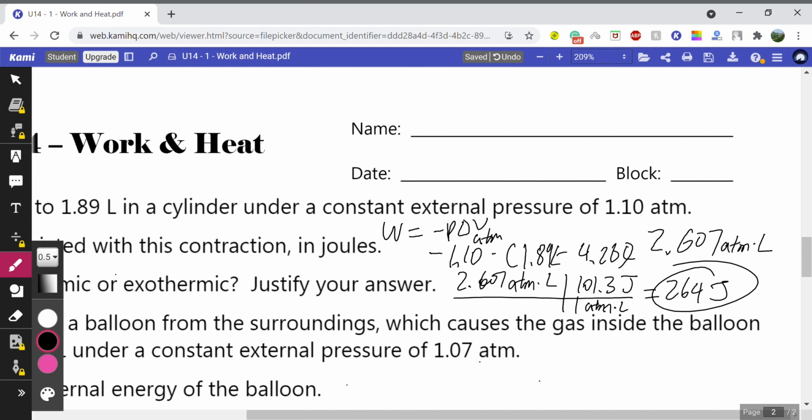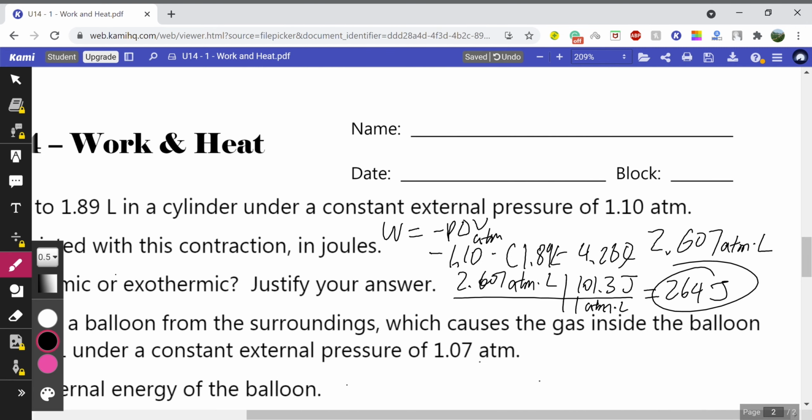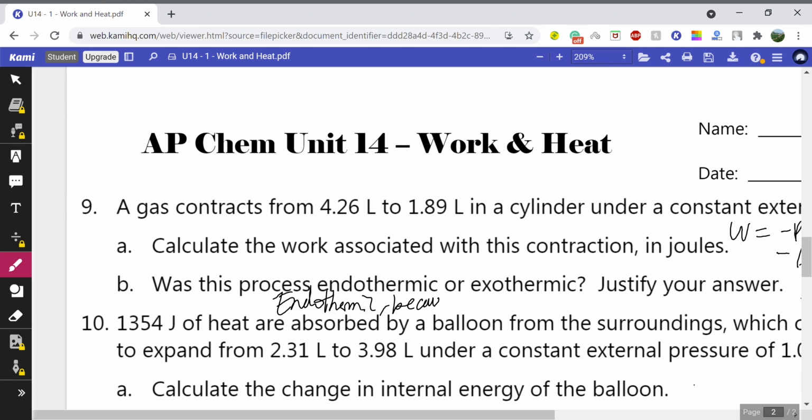Now, was the reaction endothermic or exothermic? Well, it is endothermic because the work is positive. Positive work means it's endothermic, because work is positive.